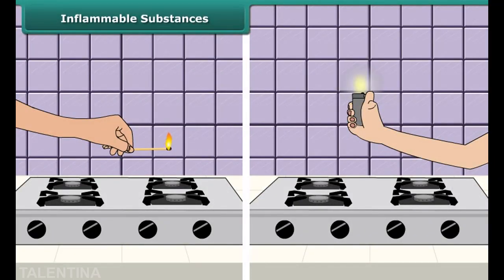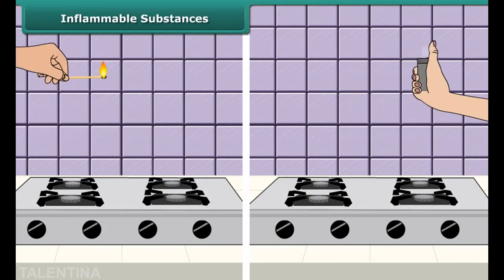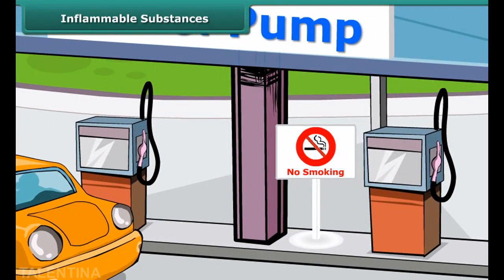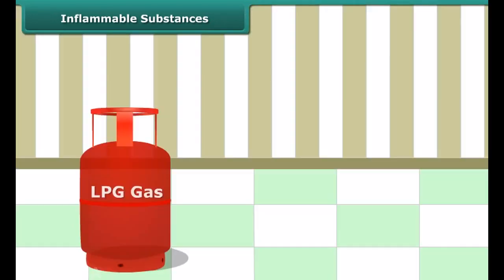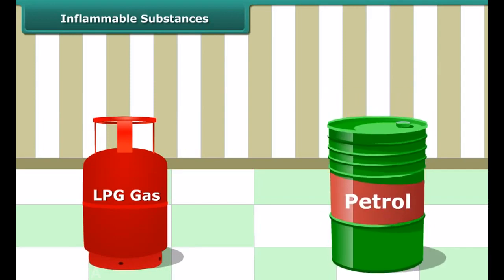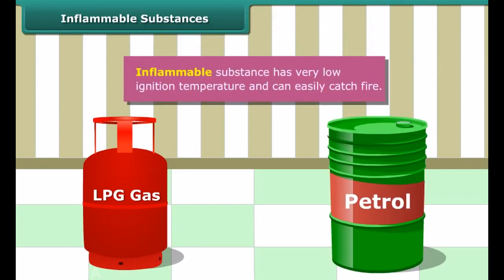Your mother would have told you to keep a burning matchstick or a lighter away from the LPG gas stove in the kitchen. This is because LPG catches fire very easily. Similarly, you must have seen no smoking sign boards at the petrol pumps. It is because petrol also catches fire very easily, and therefore it is advisable not to smoke at the petrol pumps. Substances like LPG and petrol are inflammable because they have low ignition temperature, due to which they readily catch fire.